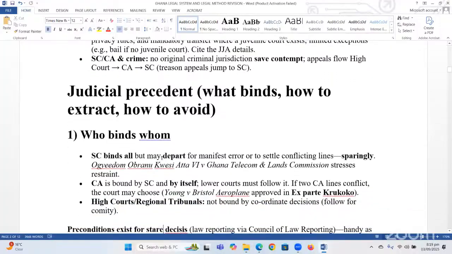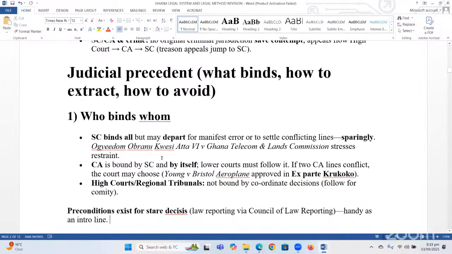Now, let's say a few words about precedent. Judicial precedent is very important. We have to know what binds, how to extract, and how to avoid. So the doctrine of judicial precedent, as we recall, is the basic idea that past or previous decisions of a court of competent jurisdiction should be applied to similar cases which reoccur. So if a matter has been decided before, and we have a new case whose facts are materially the same as the one previously decided, then you don't have to reinvent the wheel.